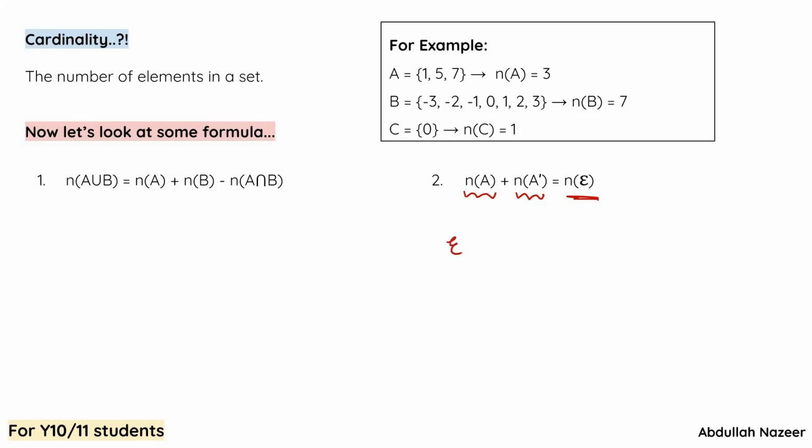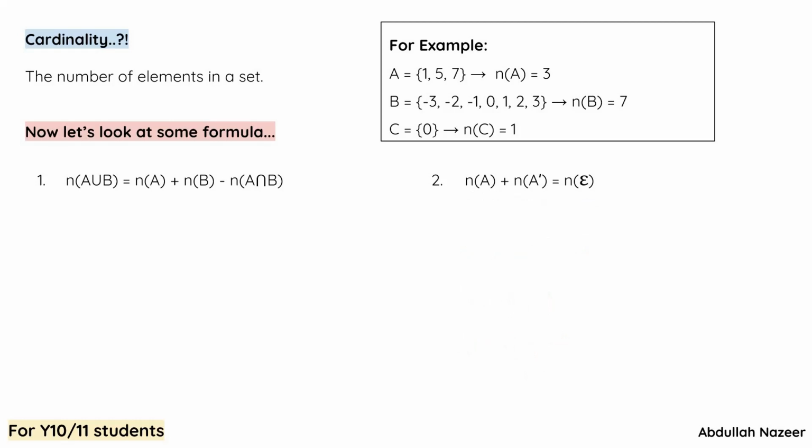For example, if I say the universal set is 1, 2, 3, 4, and A is 1 and 2, we know the rule of complement, it takes everything other than A. So it basically takes 3 and 4. So when you put A and A complement together, you clearly understand that it is the universal set. So the number of elements in A and the number of elements in A complement should necessarily be the total number of elements in the universal set.